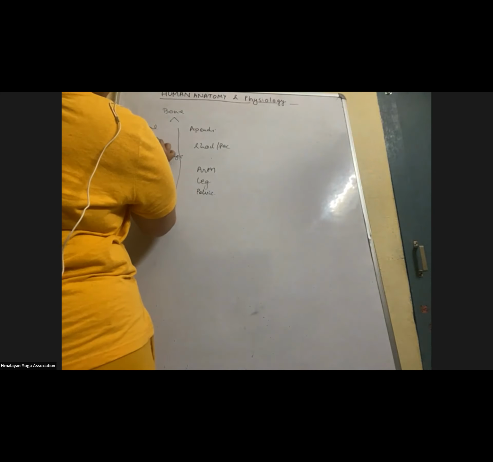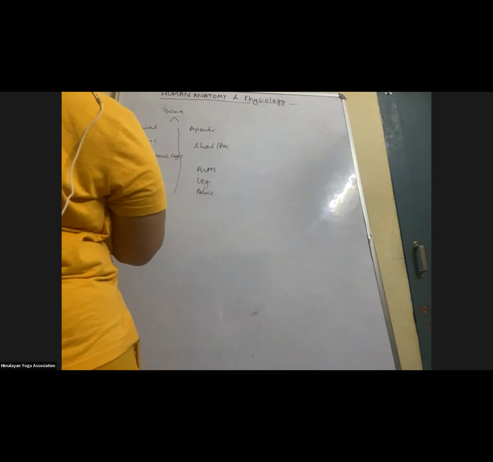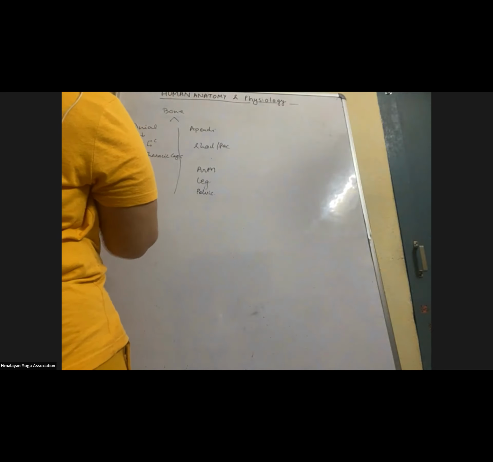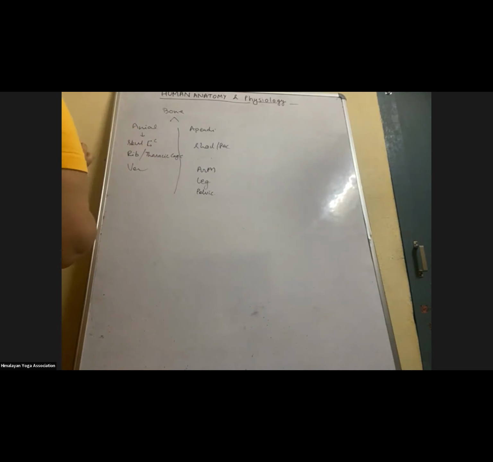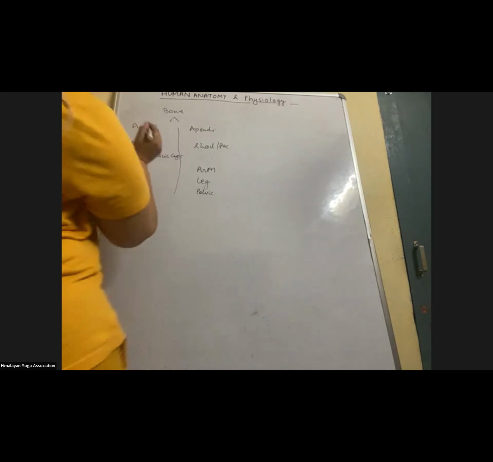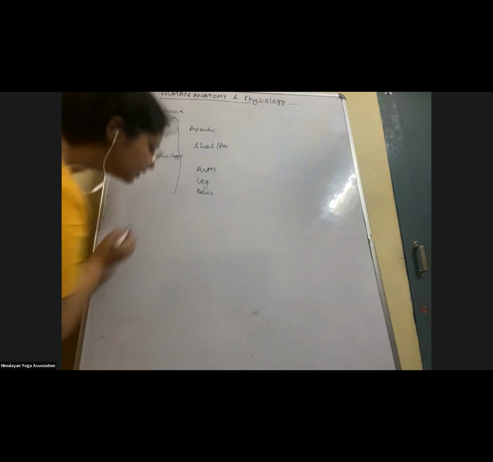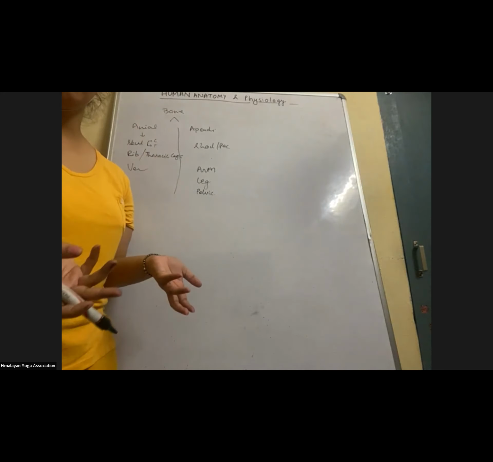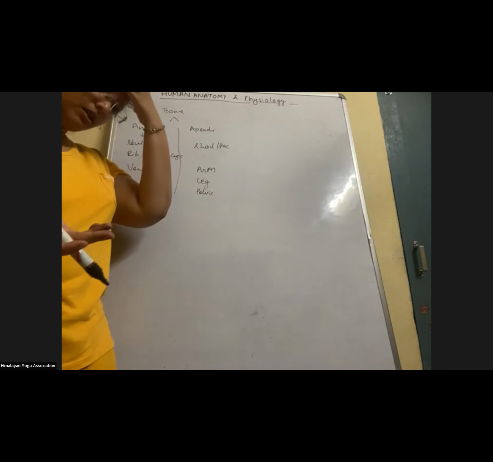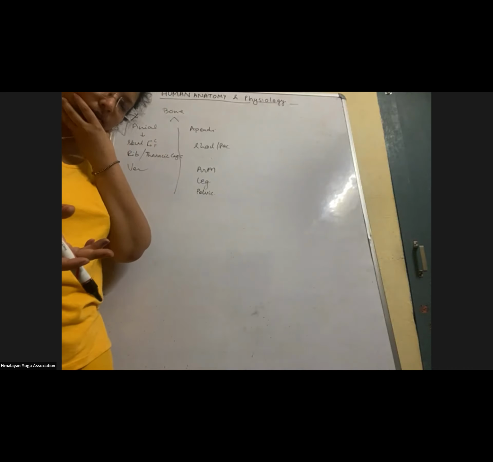So in this we have skull. In skull we have cranial and facial. You see, you don't have to think so much. You have your body. It is always with you. So this is cranial and this is facial.